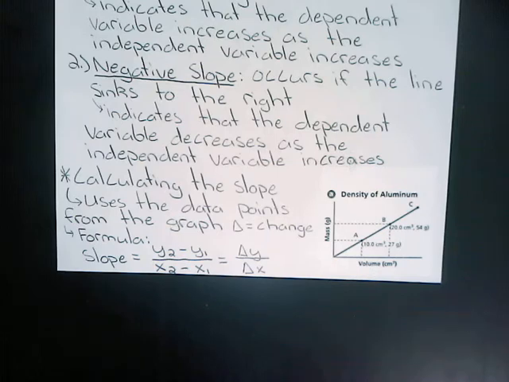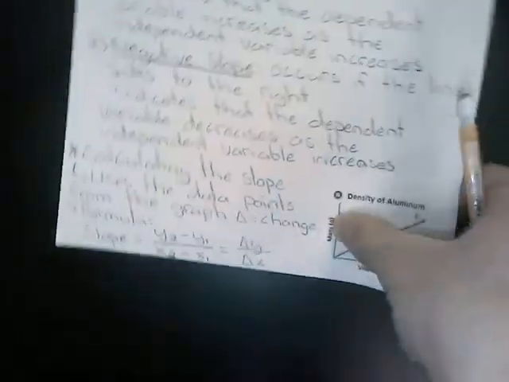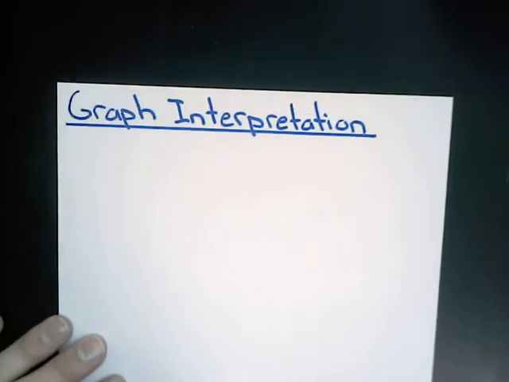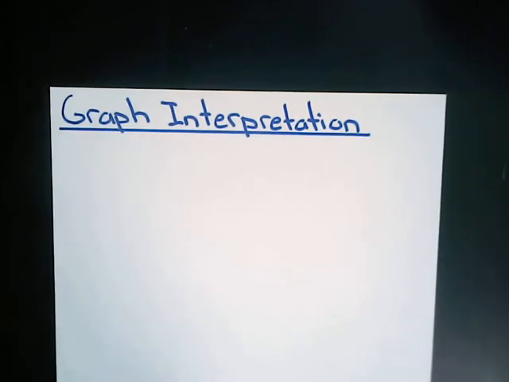All right, so now we can tie everything together in terms of our info on graphs. So here we have our graph interpretation. Now, our graph interpretation is this: we need some tips to interpret graphs.